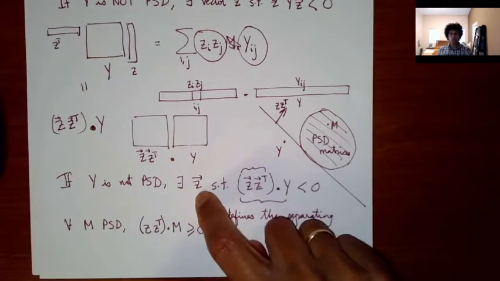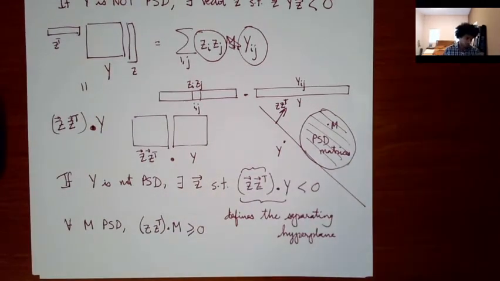Of course, the question is, how do you find this Z now? Any thoughts on, if it's not PSD, how do you find a Z?